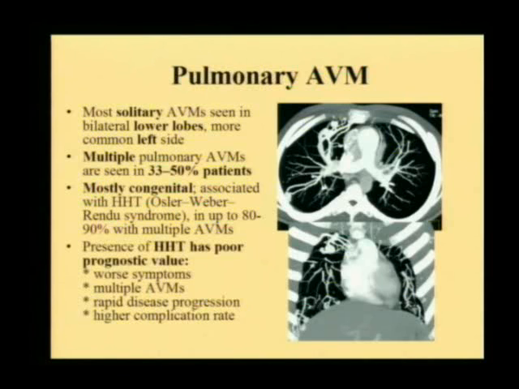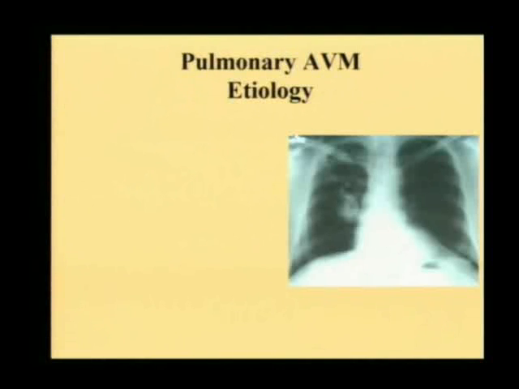Now it is important to identify this syndrome complex. Why? Because when pulmonary arteriovenous malformation happens in the setting of hereditary hemorrhagic telangiectasias, they have much worse symptoms. They oftentimes have multiple malformations, and the disease progresses much more rapidly than when pulmonary arteriovenous malformation is seen in isolation. Also, these patients have much higher complication rates of the natural progression of disease vis-a-vis isolated simple pulmonary arteriovenous malformations.